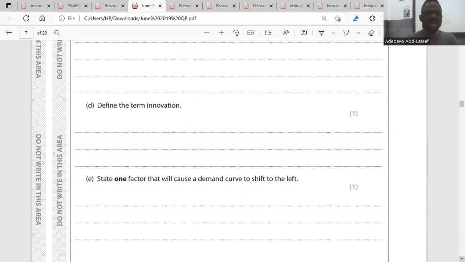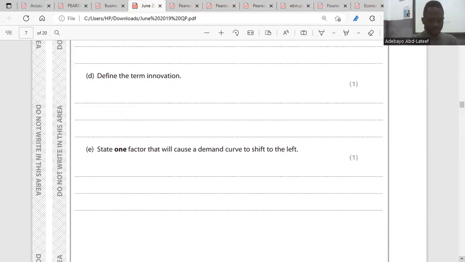The next one. They said, define the term innovation. Innovation is new ideas that lead to new production, or new production processes. It is ideas that lead to the production of new goods, new services, or new processes. Is it clear? Are you guys with me? All right, then we'll go on.